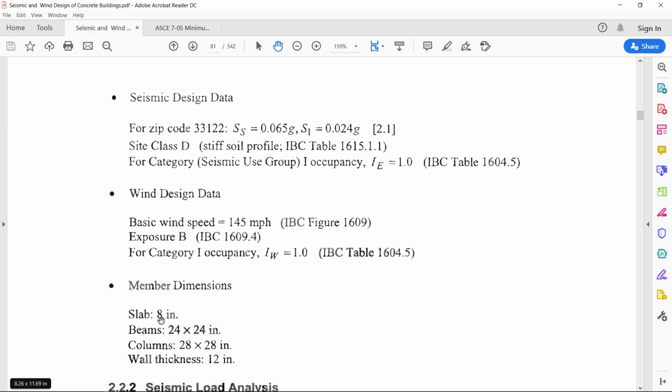The slab was 8 inch thick, beams were 24 by 24 inch, columns were 28 by 28 inch, and the shear wall was 12 inch thick.